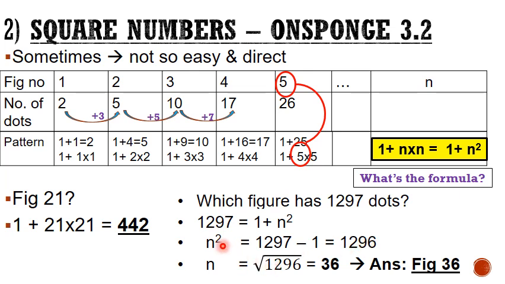Then I use my square root here to find what n is. So if you type this in a calculator, you will get 36. So what does this mean? 36 times 36 will be equal to 1296. So n equals 36, and this means figure number 36 will give me 1297 dots. Okay.